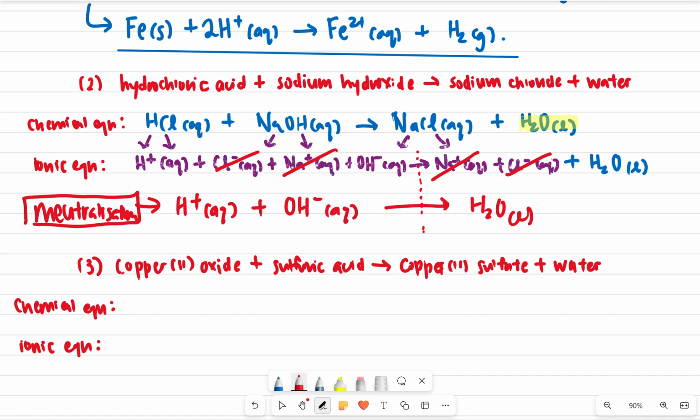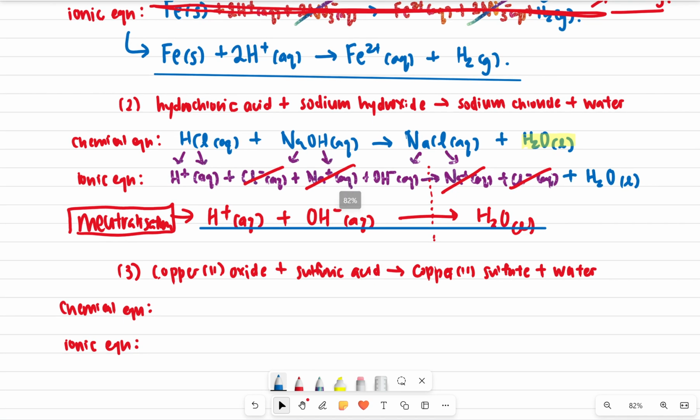But of course, if you are unable to see that right now because you don't have enough experience, it is perfectly fine. You can do it step by step to obtain your ionic equation. Similarly, when it's in questions, only give me this final line because this is your answer. Do not show me your working.